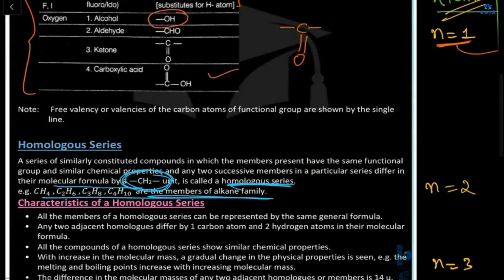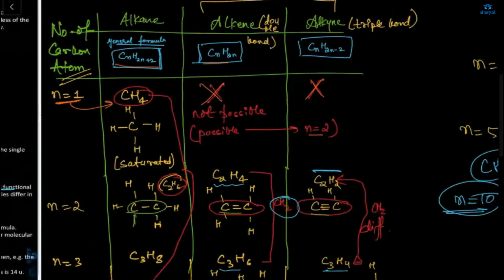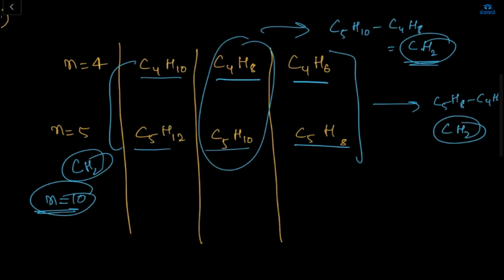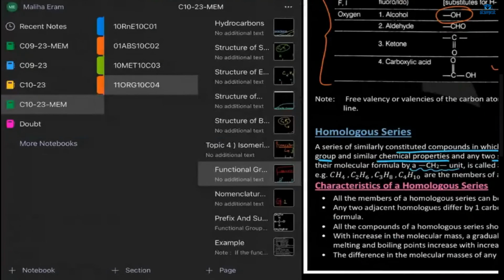So this is saying that a series of similarly constituted compounds, in which the members present have the same functional group and similar chemical properties, and any two successive members differ by a CH2 unit, is known as your homologous series. And I've already shown what the CH2 difference means between the two carbon atoms. Okay. Now what is next?